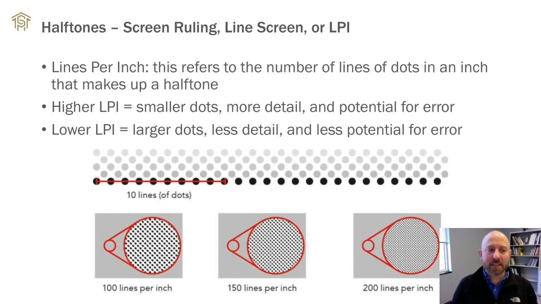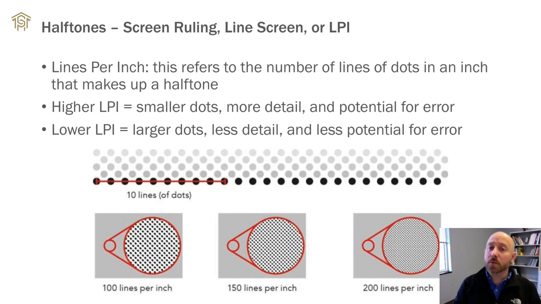It simply breaks down to lines per inch. This means the number of lines of dots in an inch that makes up a halftone. So if you think about this, if you're using a higher LPI number, say like 200 lines per inch, the dots in general are going to be much smaller because there's going to be more dots and they're going to be packed into a smaller area. And since they're in a smaller area, they're essentially just going to be smaller.